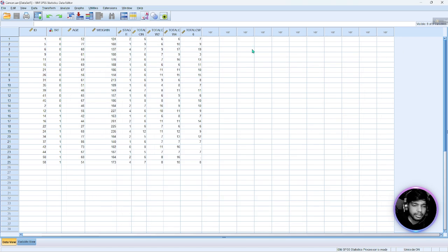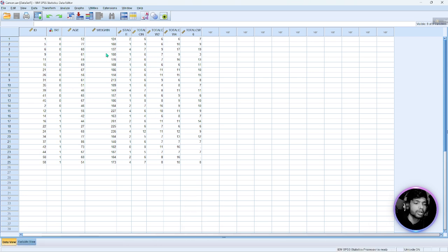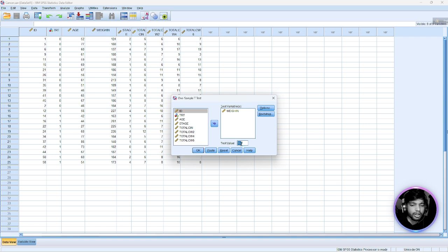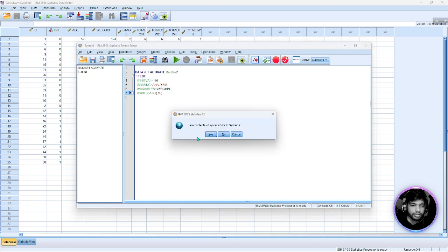Let's see, I'm going to see the value again. I'm going to see the value for 180, for weight 180. Analyze, then Compare Means, then One-Sample T Test, and I'm just going to change the test value here to 180. Okay, and here is the options. I don't need to check this, and I click OK.